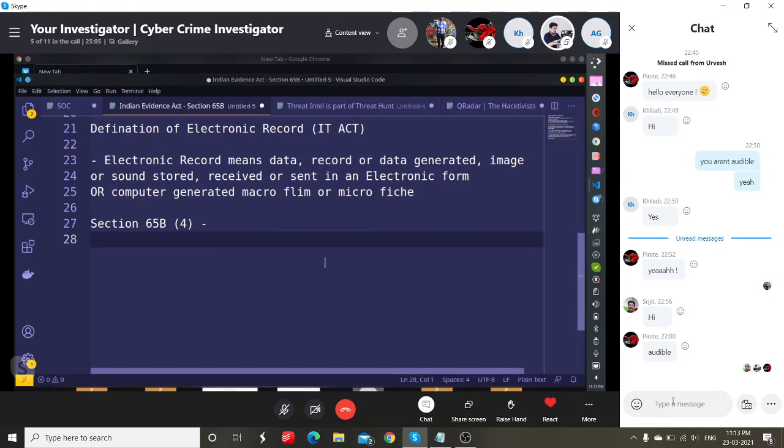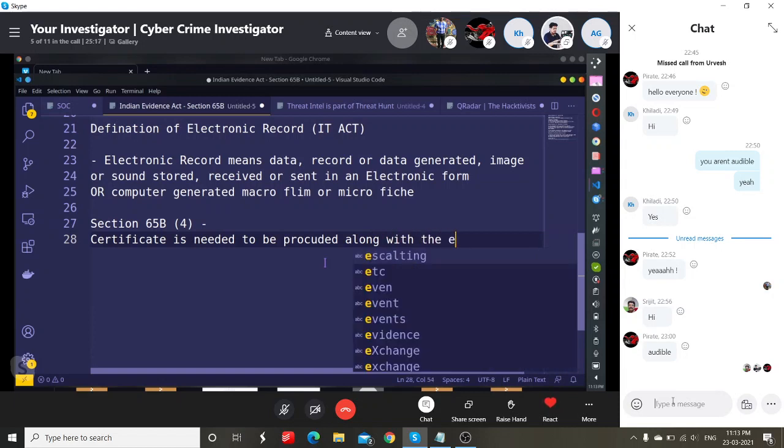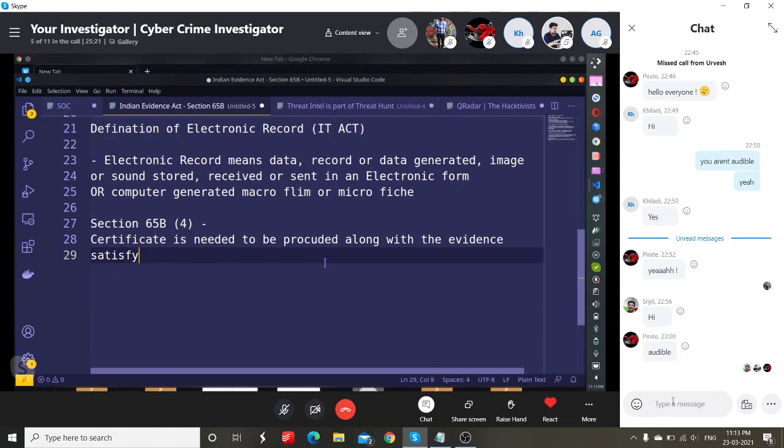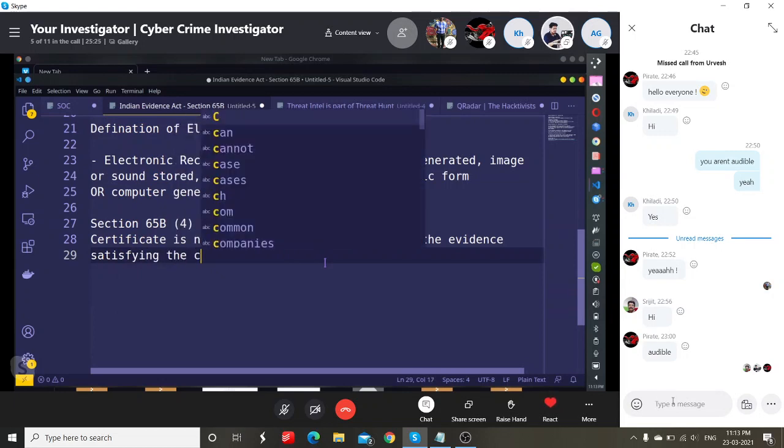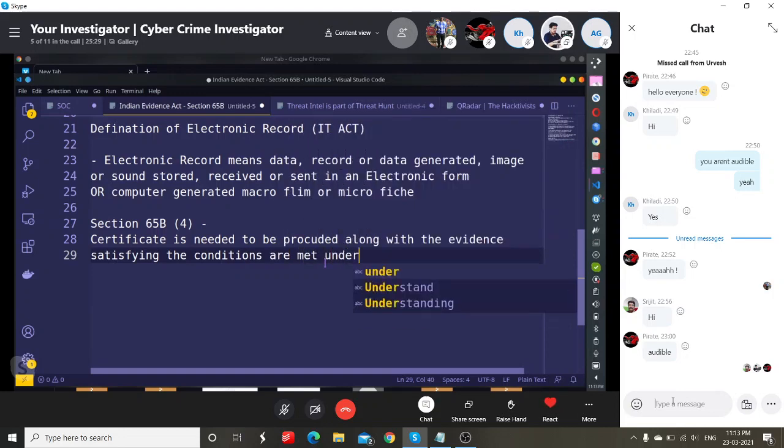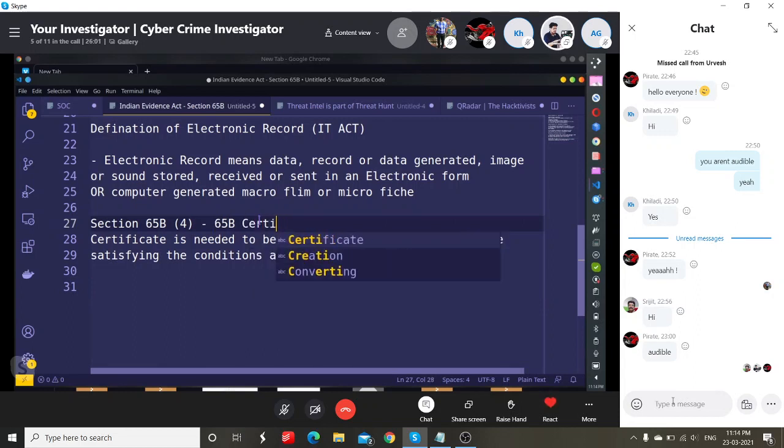Subclause 4. What exactly does it deal with? It deals with the certificate, right? So a certificate is needed to be produced along with the evidence, satisfying, or laying down, the conditions that are met under 65B subclause 2. Subclauses 1 and 3 are also verified, but it's subclause 2 that is referred to in terms of section 65B subclause 4. This deals with the 65B certificate.